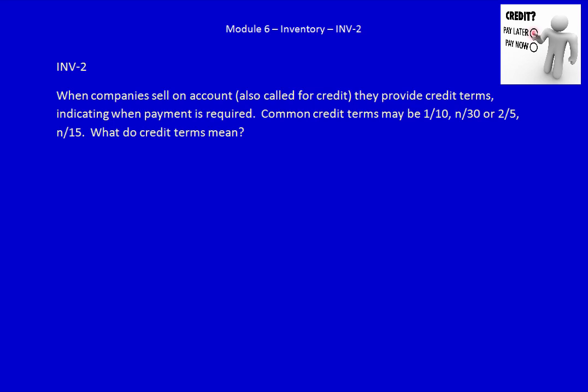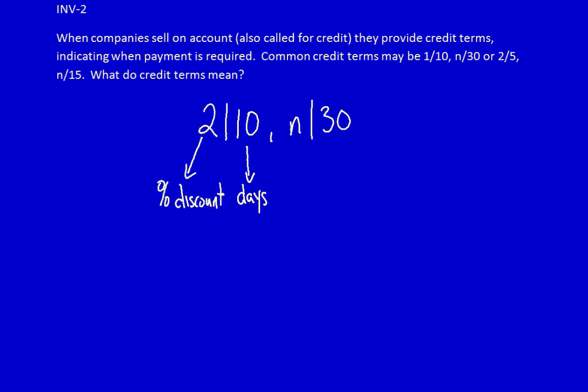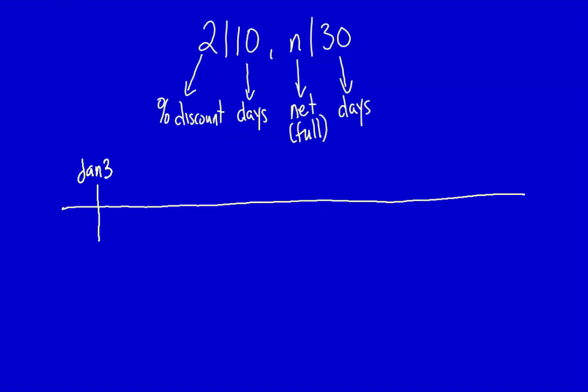The best way to show what credit terms mean is to do a timeline. In order to do that, I need to have some kind of credit terms. So let's do 2/10, net 30. What does this mean? It means that in 10 days' time, if payment is either made or received, the payer can take a 2% discount. If the payer does not pay within 10 days, then they must pay within 30 days the net, or full amount. 2/10, net 30. Now, let's do a timeline.